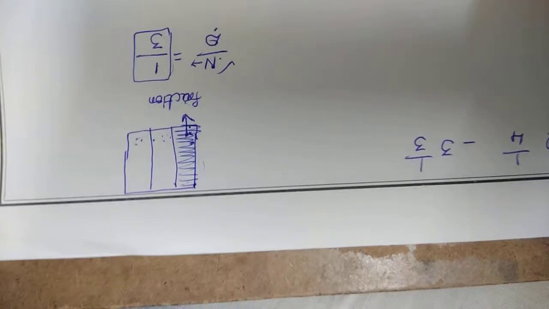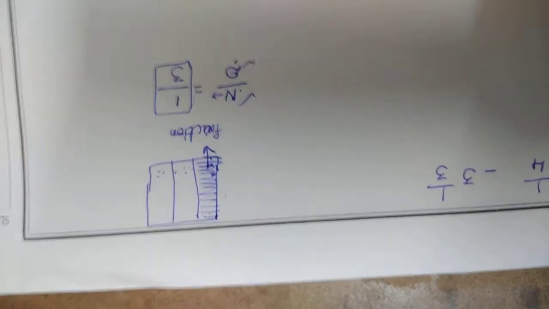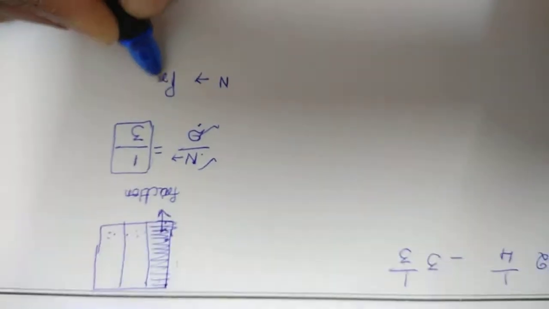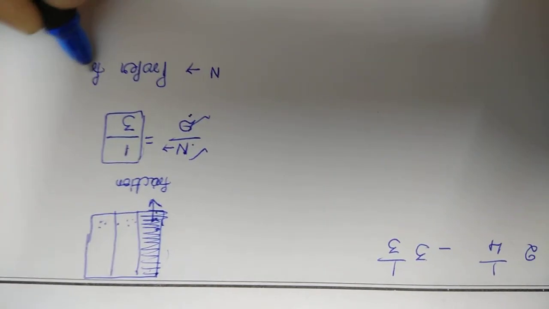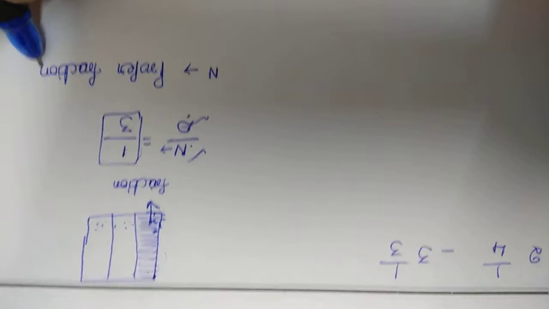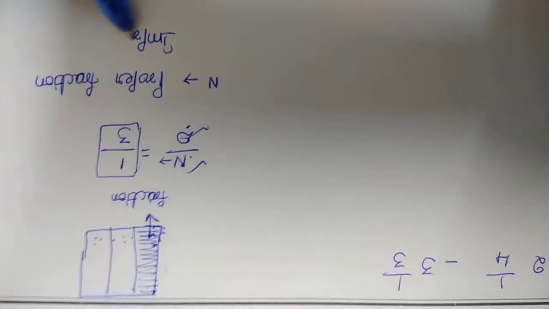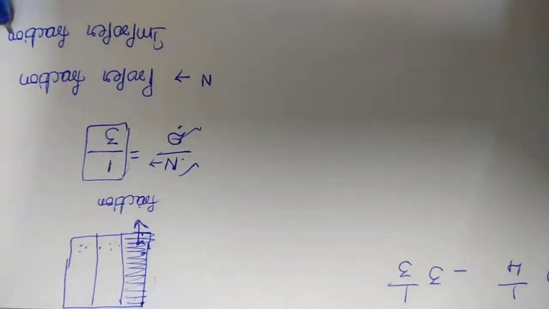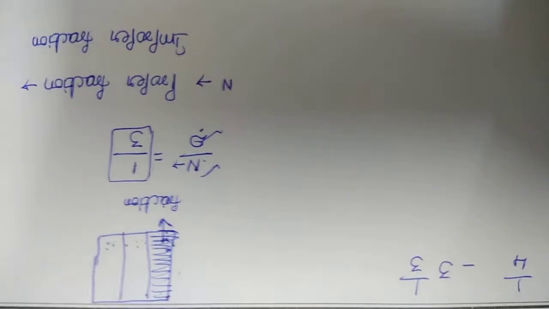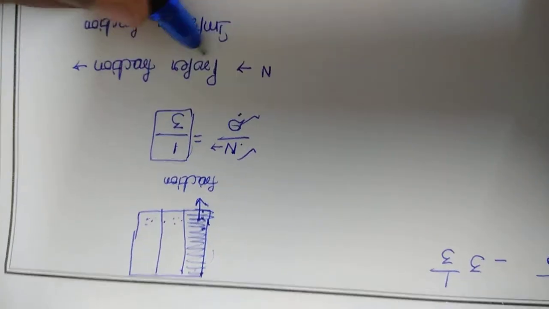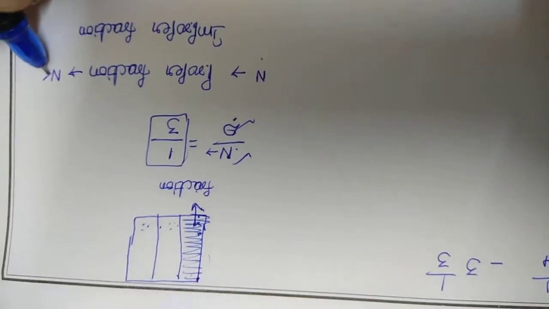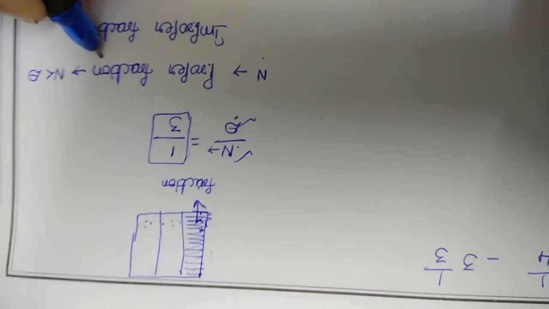Based on the numerator, we have different types of fractions. Based on the denominator, we have different types of fractions. Coming to the numerator, the types of fractions are proper fraction and improper fraction. So, what is a proper fraction? Fractions here are based on numerators. When my numerator is smaller than the denominator, it is called a proper fraction.